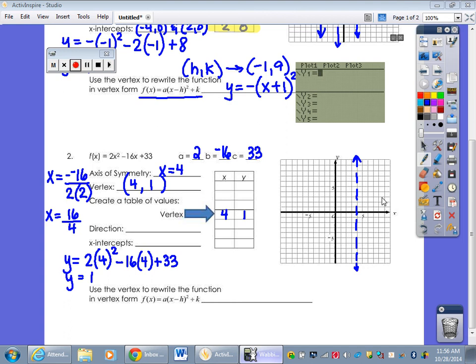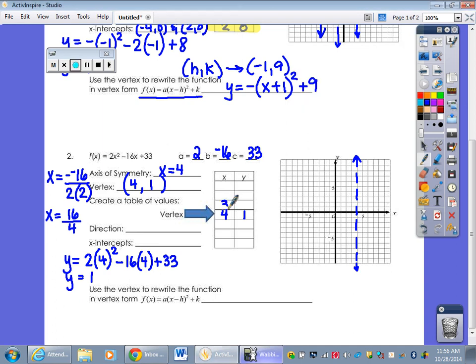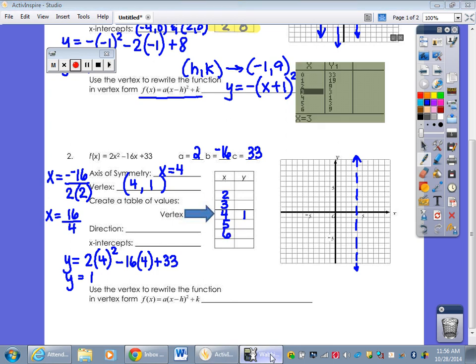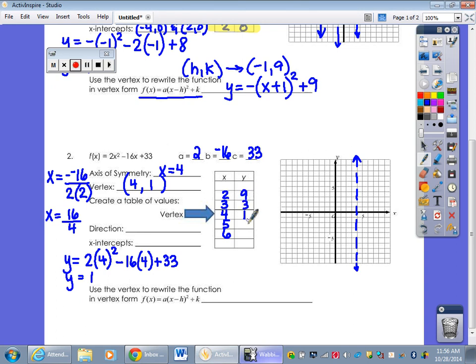Let's go ahead and type this in. So we have 2x squared minus 16x plus 33. I'm going to go to our table. Okay, remember that our vertex is at 4, 1. So we want to do 2 above and 2 below, which means backwards would be 3 and 2, forward would be 5 and 6. Okay, and it said that this was 9, 3, and 3, 9. Notice they're symmetrical. That's how a parabola should be.